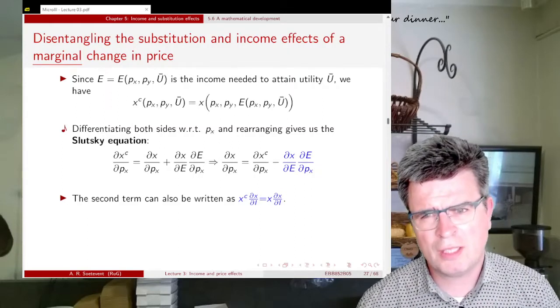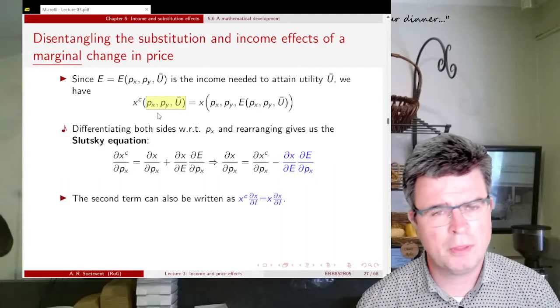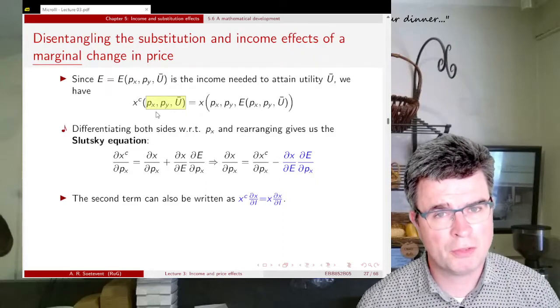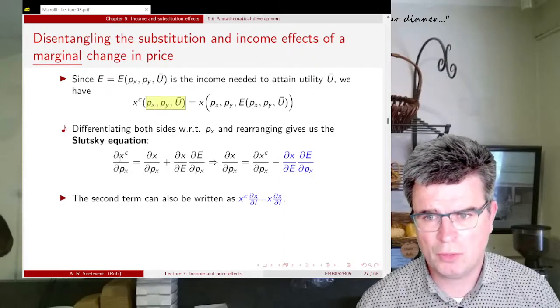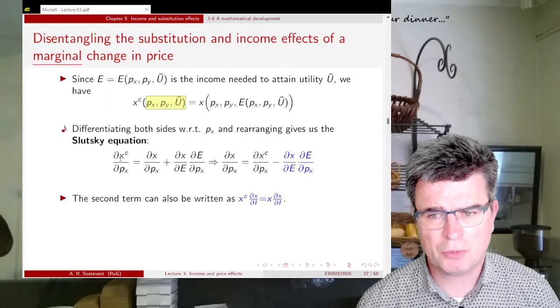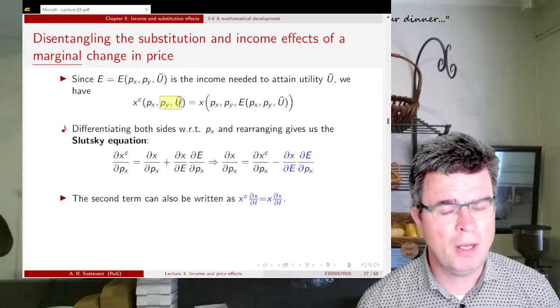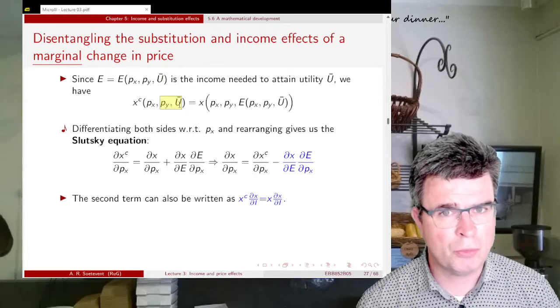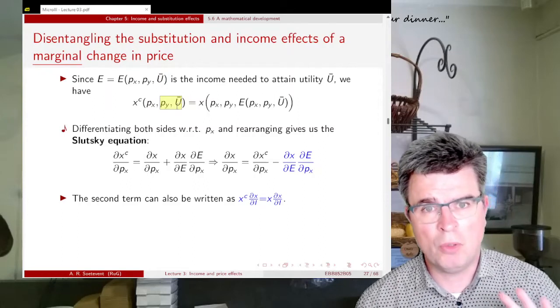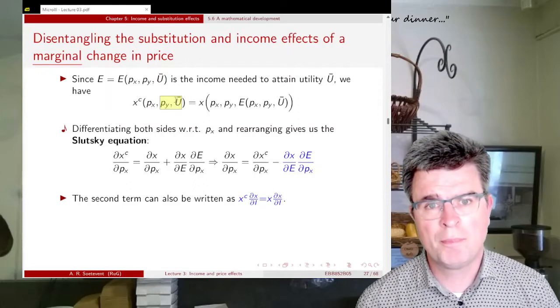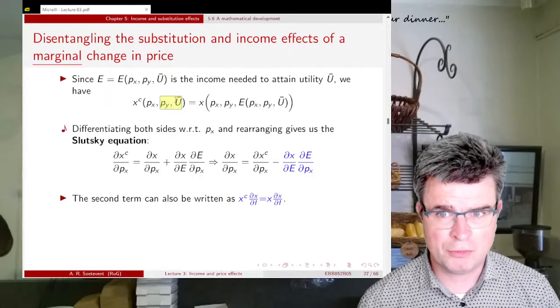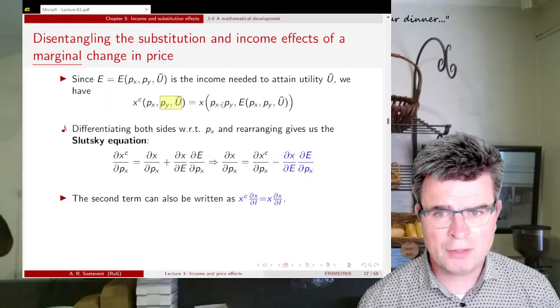On the left-hand side, only the first term depends on the price of good X, Px. So on the left-hand side, we have the partial derivative of compensated demand with respect to Px, and the price of good Y and the utility function are both exogenous. They don't respond to changes in the price of good X. On the right-hand side, it's different.